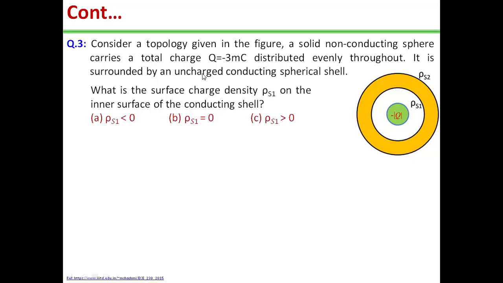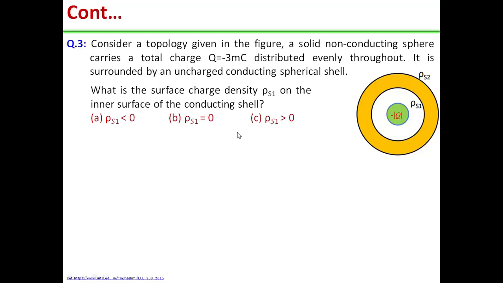It is surrounded by an uncharged conducting spherical shell. These are the two surfaces of the shell, the inner boundary and the outer boundary, which have two different surface charge densities, rho S1 and rho S2. The question is: what is the surface charge density rho S1 on the inner surface of the conducting shell? That means, should it have a negative value, zero value, or positive value? So what is your prediction?